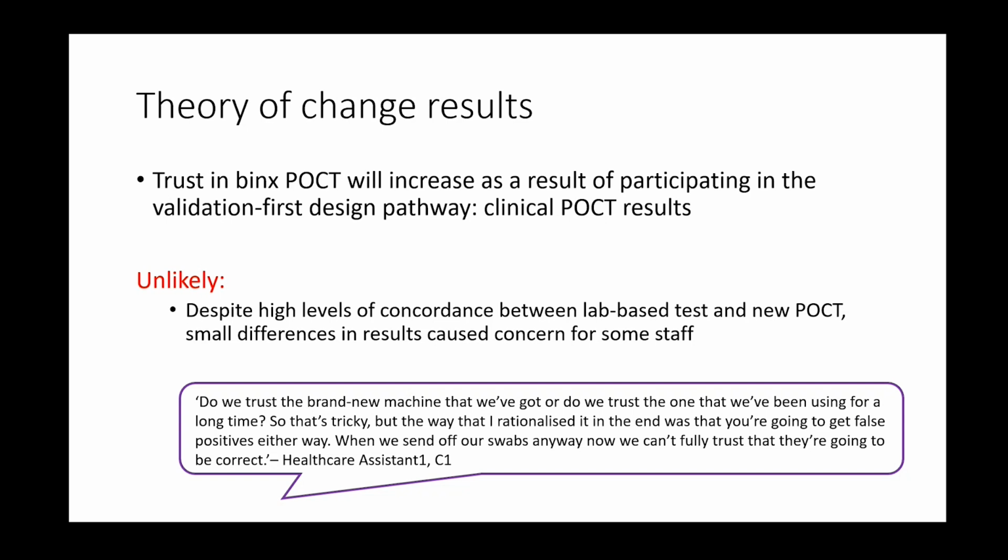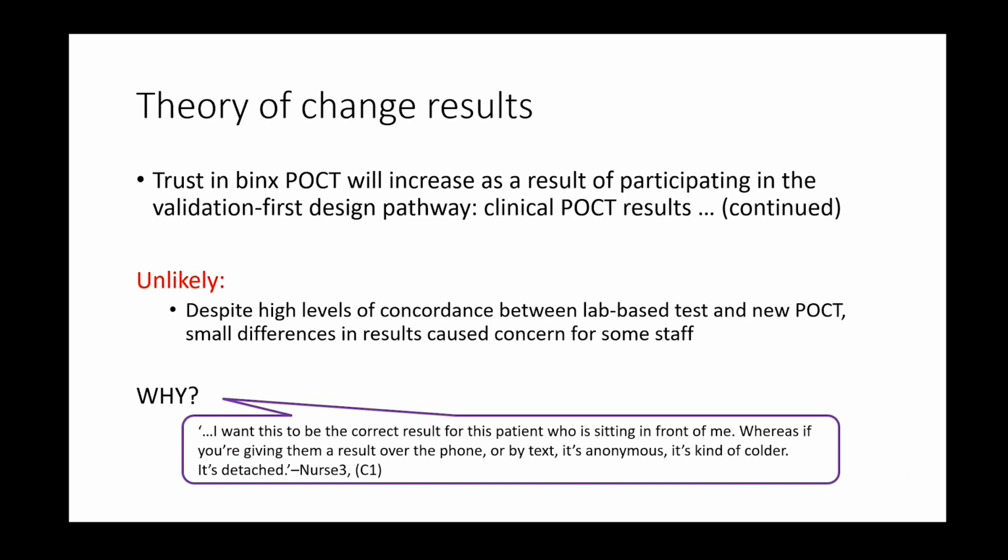So that's tricky, but the way I rationalized it in the end was that you're going to get false positives either way. When we send off our swabs anyway now, we can't fully trust that they're going to be correct. So that was sort of a rationalization for continuing use of the test, but we were really still concerned, like, why didn't this work? What was the issue here? And some of the reasons why were seen, again, in our qualitative data.